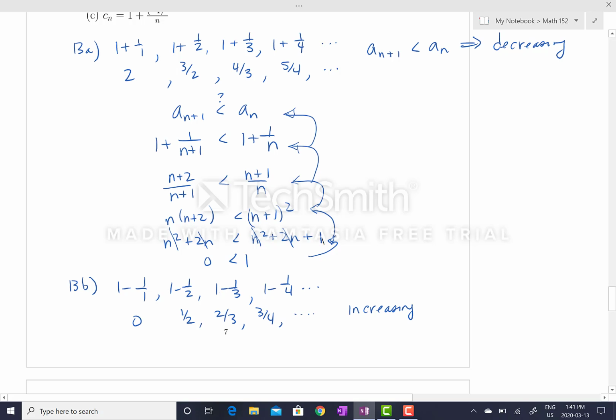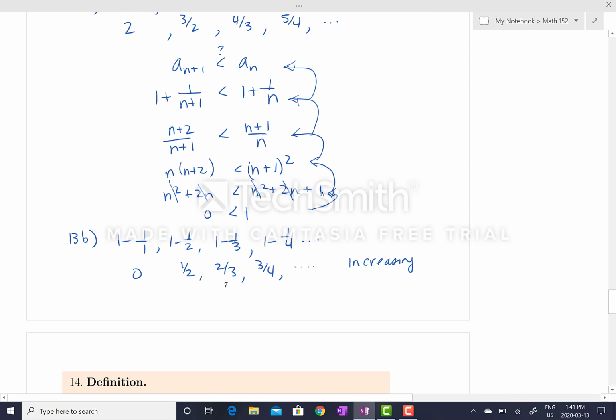Okay, you could do exactly the same thing. Then what you want to show is that b(n+1) is bigger than b(n). How about you do that as an exercise? I expect that we'll be posting completed lecture notes here for you guys. So that is increasing, and you could show that as an exercise just like I did on the previous one.